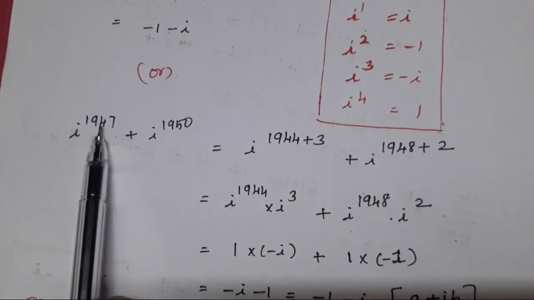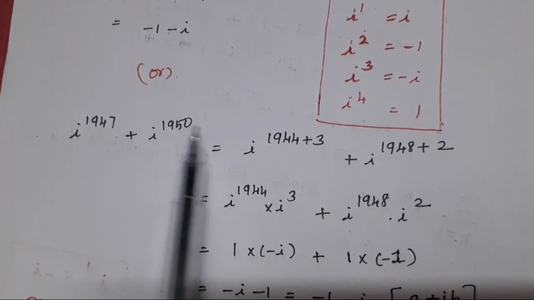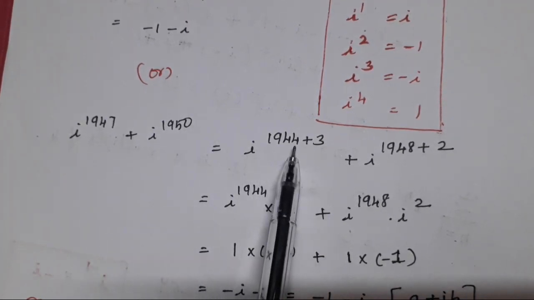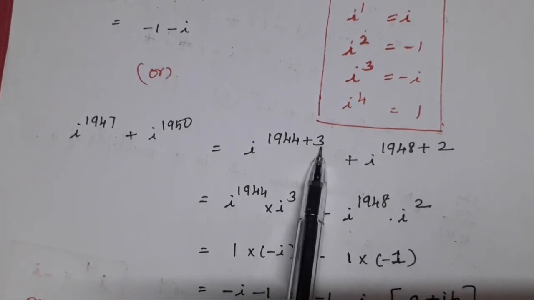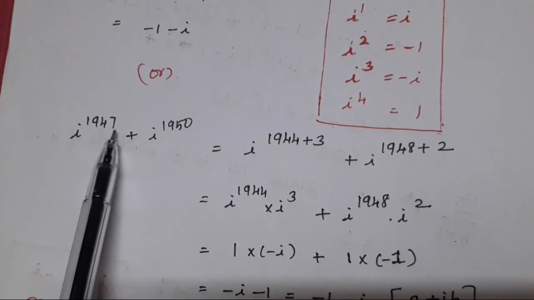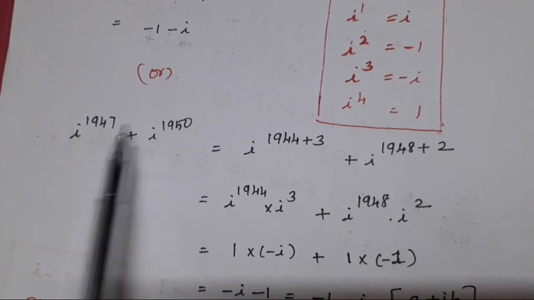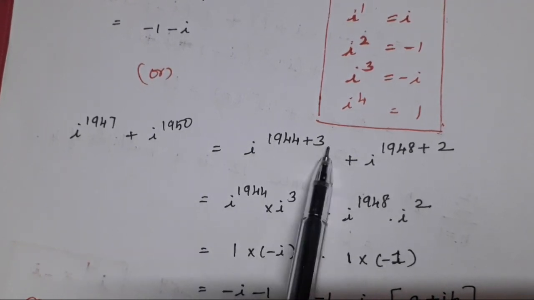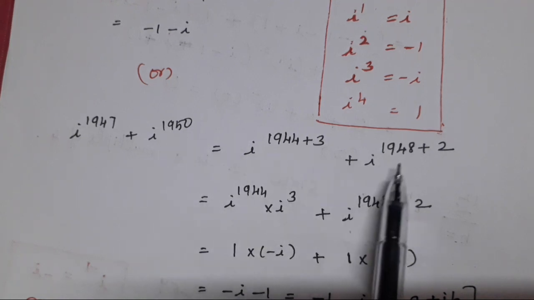i power 1947 plus i power 1915. So i power 1944, because this is a multiple of 4. Balance is what? Plus 3. 11 fours are 44. Balance is what? See the last two digits, 47 divided by 4: 11 fours are 44. So 1944 plus 3. Similarly 50, balance is 2, 1948 plus 2.